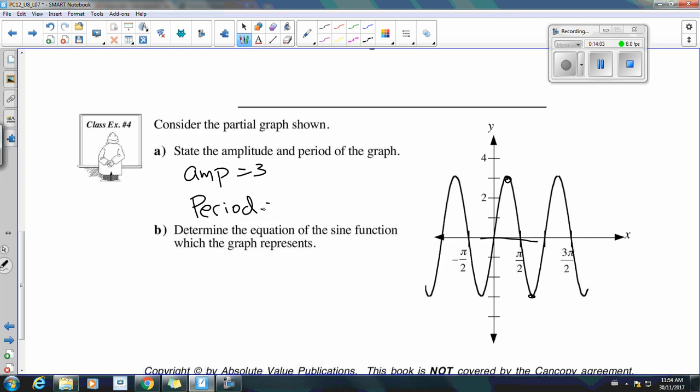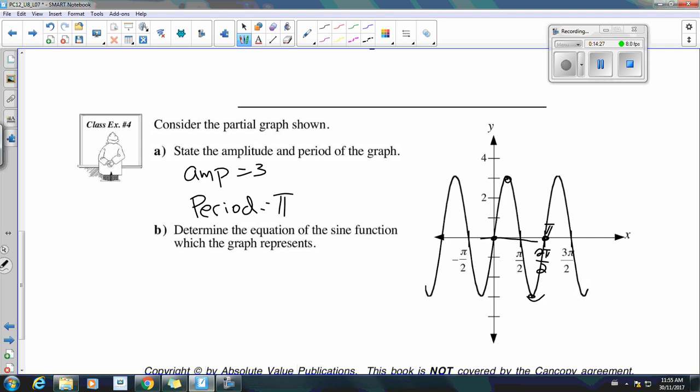The period here, let's see where it starts. So this starts at 0, and then it repeats here. Is where it starts to repeat. So what value is that? Well, if this is pi over 2, this would have to be 2 pi over 2. This is 3 pi over 2. So this is simply the value of pi. So the period would be pi.